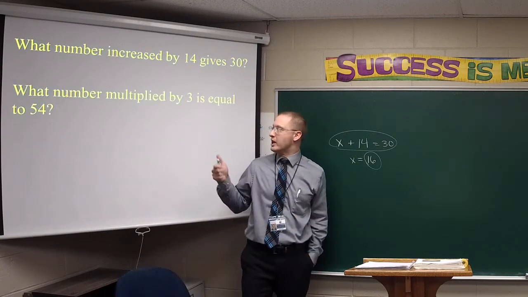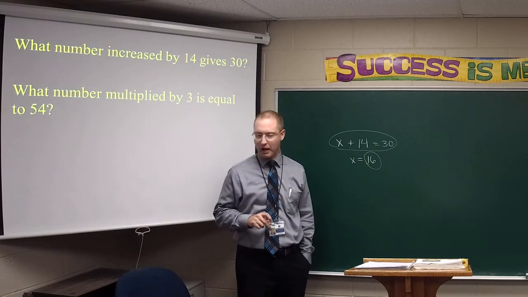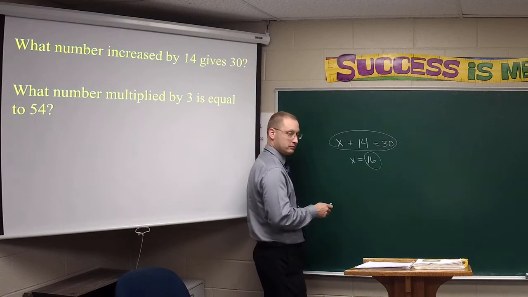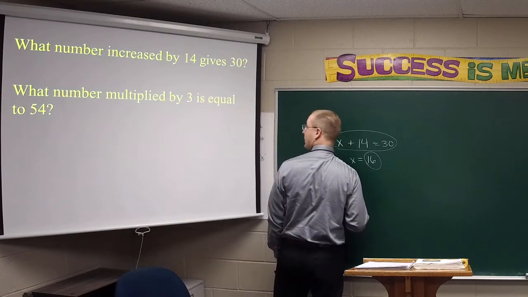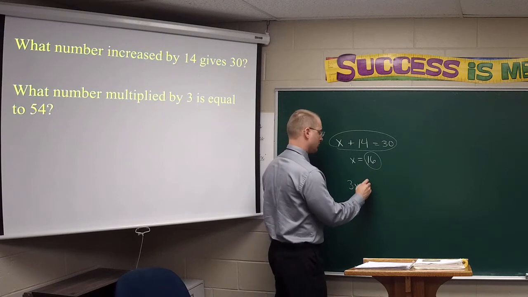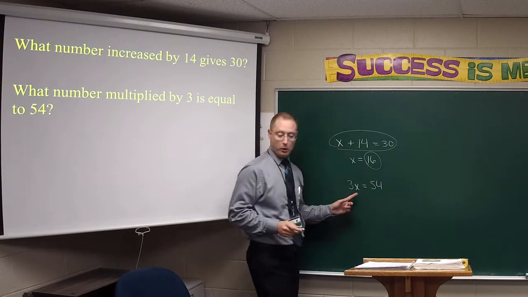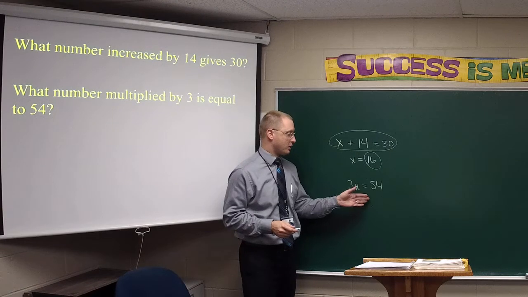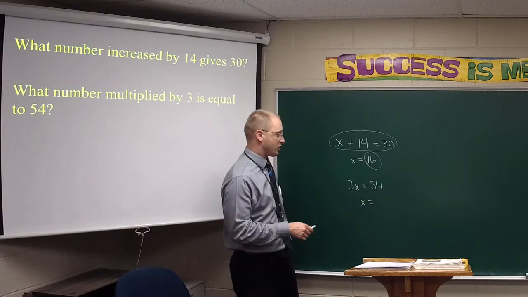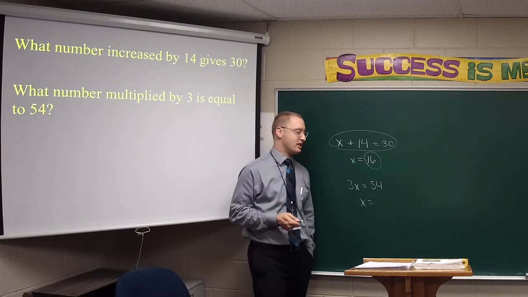How would I write the equation for what number multiplied by 3 is equal to 54? Brandon? What's the equation I would write for this second problem? 3x equals 54. There we go. What number multiplied by 3? In other words, 3x equals 54. There's the equation. There's half the credit. And again, solve this in your head or on your calculator if your head's not that great.